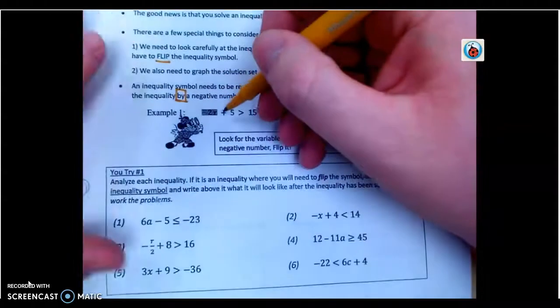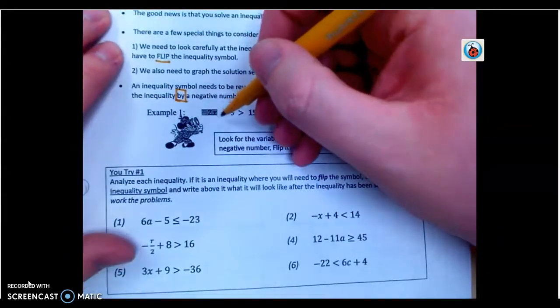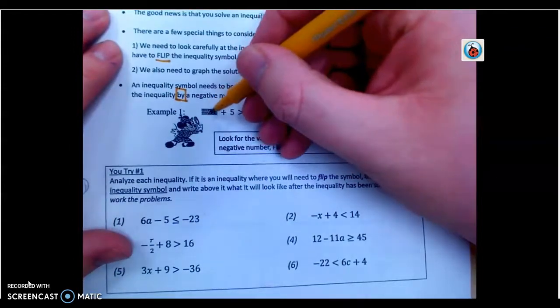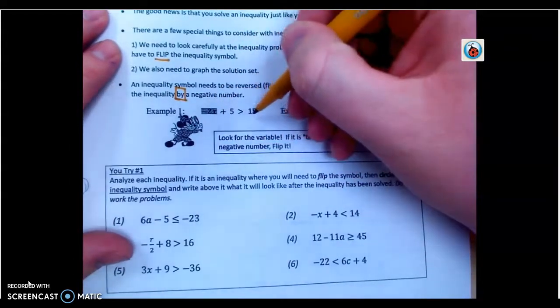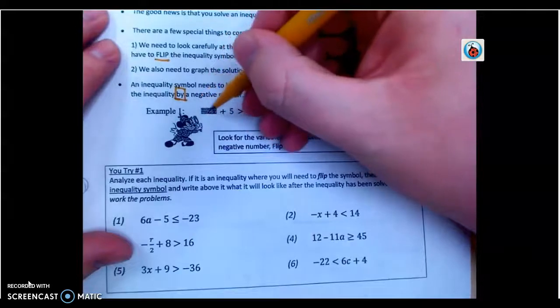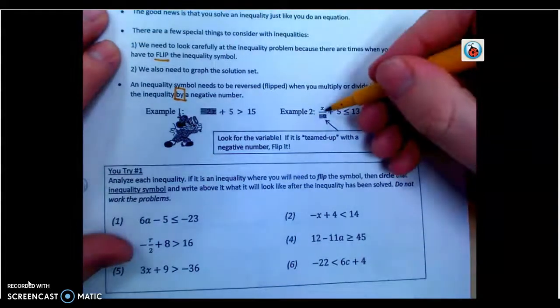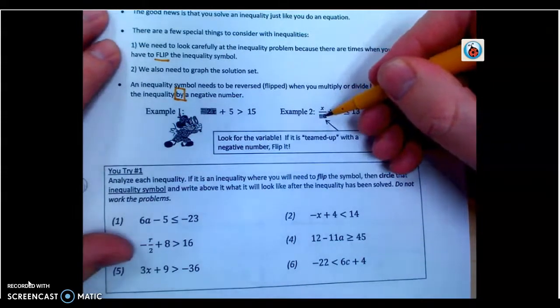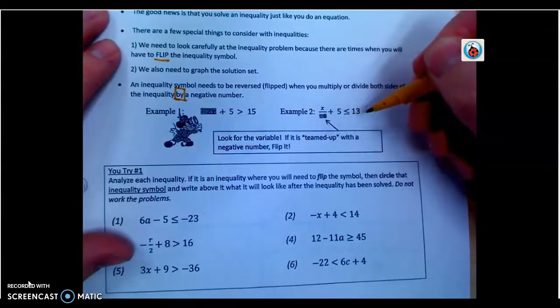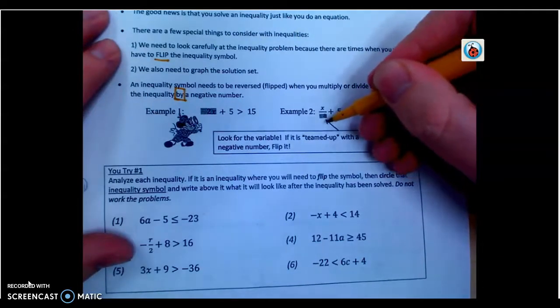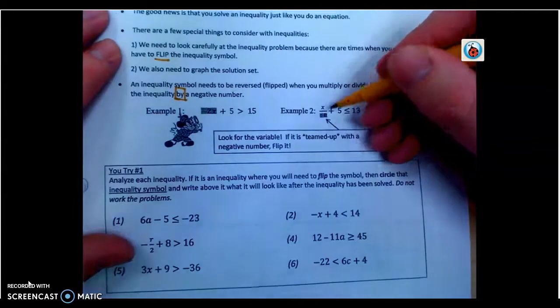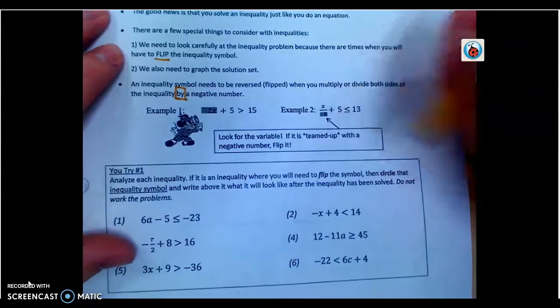All right, so in this example, it's kind of hard to see on my video, but it should be easier on your paper. We have negative 2x plus 5 is greater than 15. Because the negative 2 is teamed up with the x, we know that we're going to flip the inequality. Same with example 2, we have x over negative 8 plus 5 is less than or equal to 13. Because the negative sign is teamed up with the variable, we know that we're going to flip the inequality when solving it.